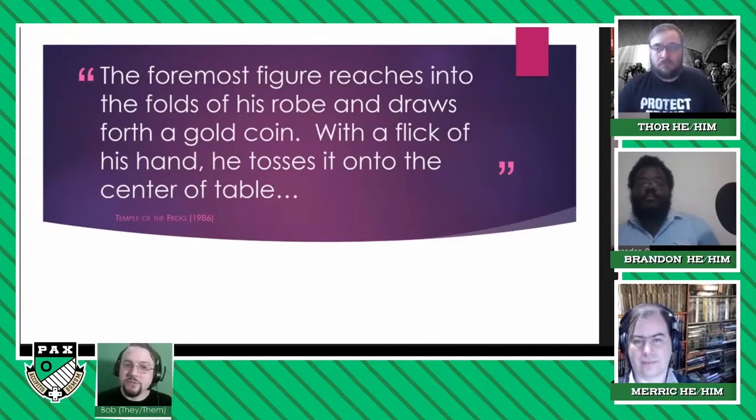We'll start with the Temple of the Frog. The foremost figure reaches into the folds of his robes and pulls forth a gold coin. With a flick of his hand, he tosses it onto the center of the table.